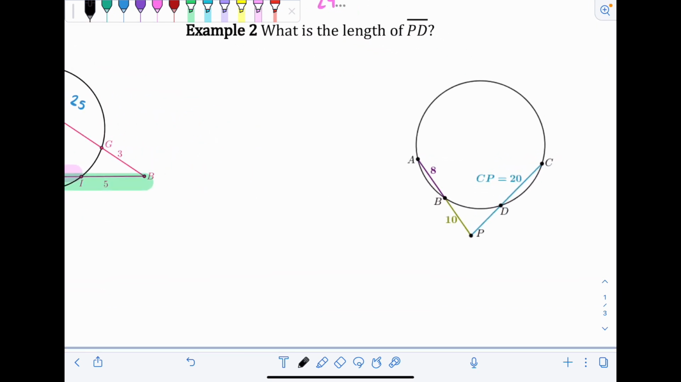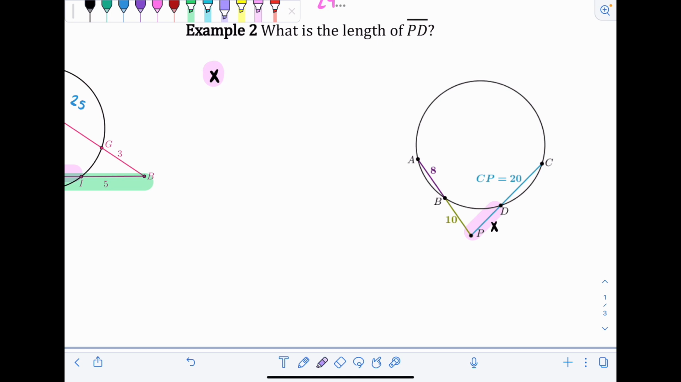Moving on to example 2, it says, what is the length of segment PD? So segment PD is right here. I'm going to continue to label our unknown, what we're looking for, as X. And then we're going to set up an equation where we're multiplying the external part by the length of the full secant segment. So I'm going to start with the side that has X in it. My external part is just segment PD, so it's just X.